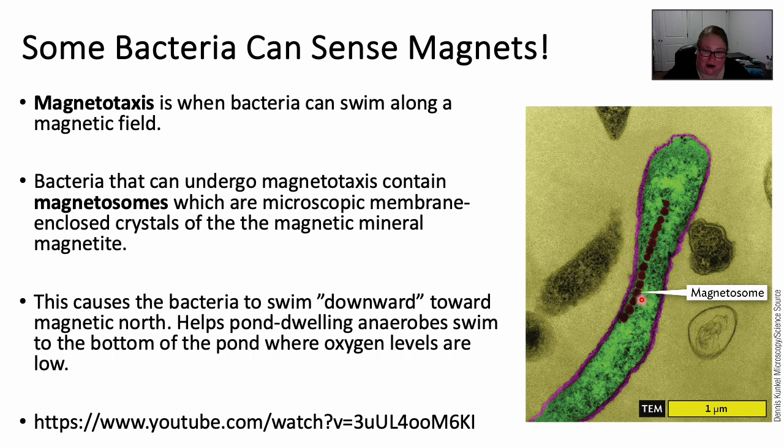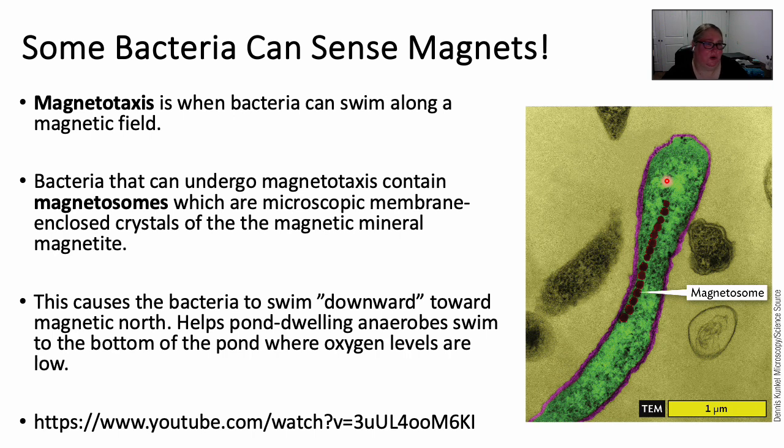If we look here at our bacteria cell, we can see these little red circles. Those are the magnetosomes. They contain the mineral magnetite. It has iron in it, and iron is naturally magnetic. So these magnetosomes are going to help this bacterial cell align to the nearest magnetic field. To do this, the bacteria are going to swim downwards towards magnetic north, and this is how they can orient themselves.